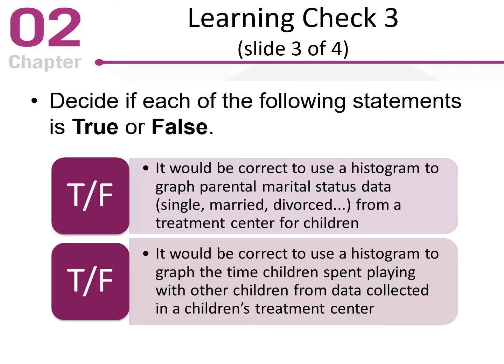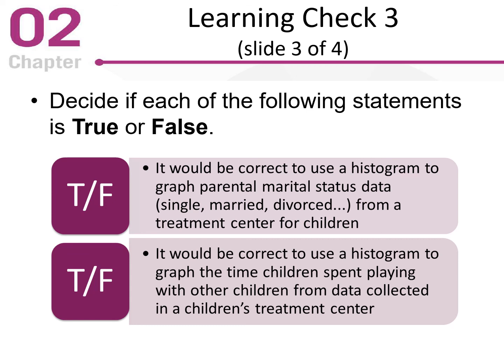True or false? It would be correct to use a histogram to graph parental marital status. Well, parental marital status is nominal. It's a nominal variable. You can either be single, married, or divorced. So that's discrete, it's nominal, and you can't have a histogram for nominal data. What you have is a bar graph. So you would not use a histogram, so that has to be false. You'd use a bar graph instead.